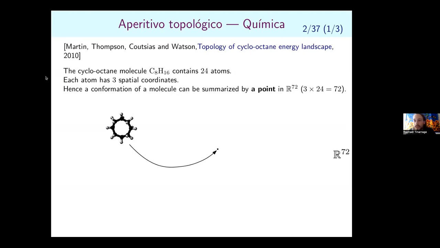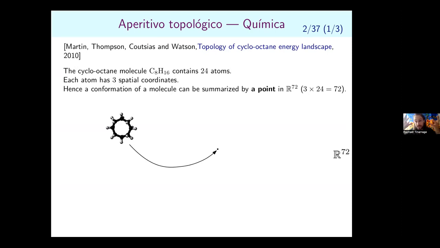30 years ago, there was an important question in chemistry, that is the conformation space of molecules. The conformation of a molecule, you could say configuration, is the spatial configuration it has, because each atom of the molecule has some degree of liberty, right? But because of the physical forces, not every position is possible. So in this paper, they studied the famous cyclooctane molecule. It's a molecule made of 8 atoms of carbon and 16 of hydrogen.